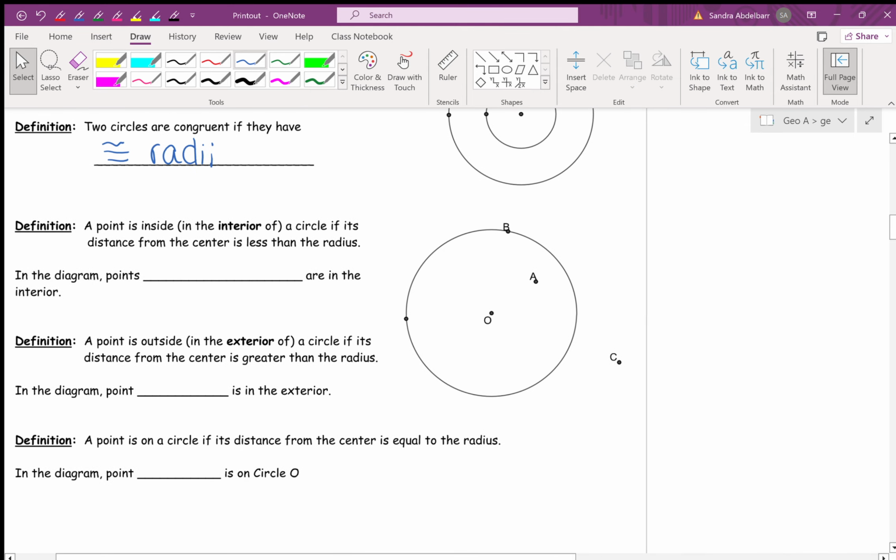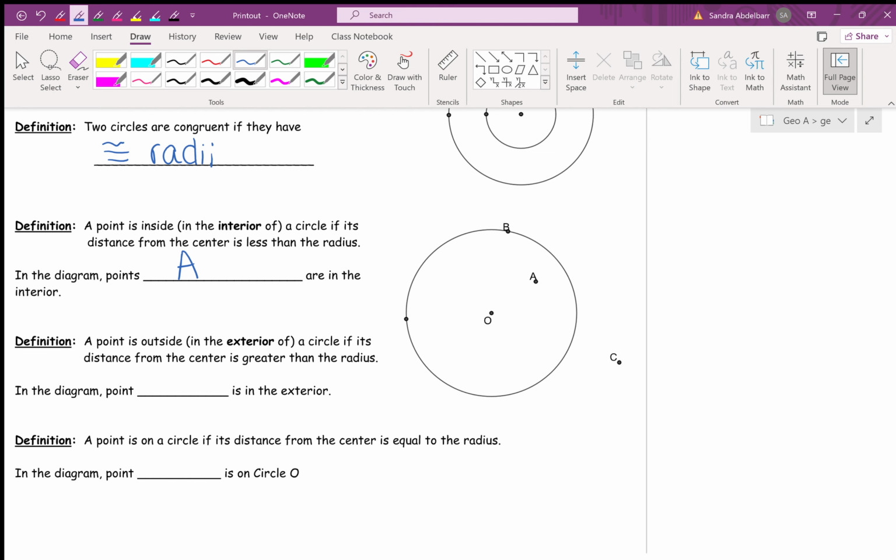All right, a point is considered inside or in the interior of a circle if its distance from the center is less than the radius. That makes sense. Right, in the diagram, aside from the center point, can somebody tell me which point is in the interior of the circle, aside from the center point? A. All right, O is also in the interior, but I said aside from the center point.